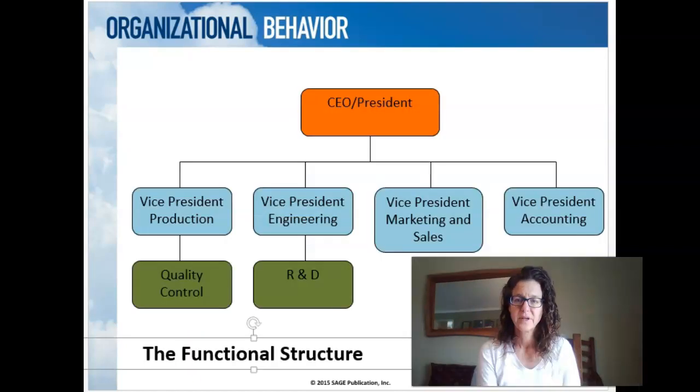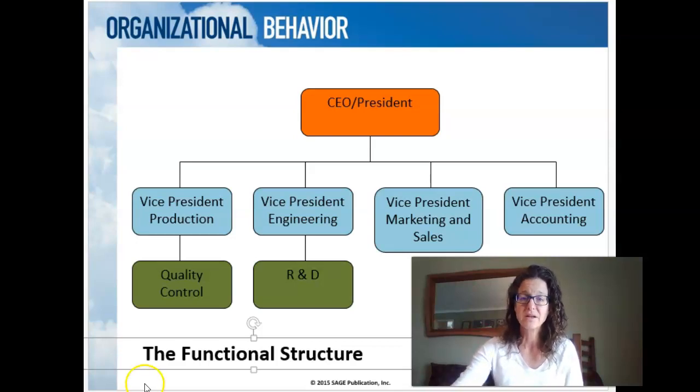As promised, we're going to look at a few examples of organizational structures. This is what is referred to as the functional structure, where employees are organized according to functional areas, right? Production, engineering, marketing, sales, accounting. You might see a human resources department. You might see a legal department. So these are organizational structures in which employees are grouped by functional specialization.